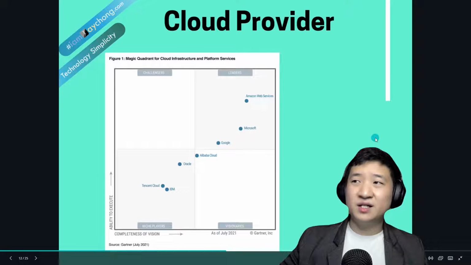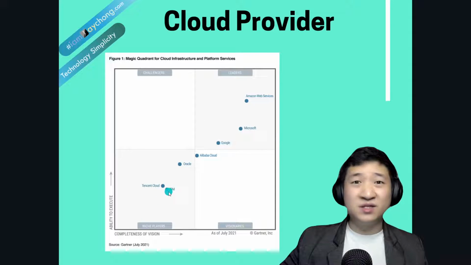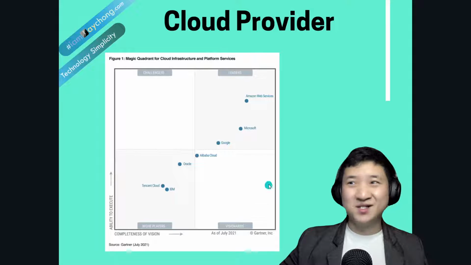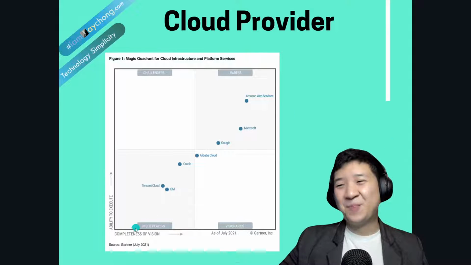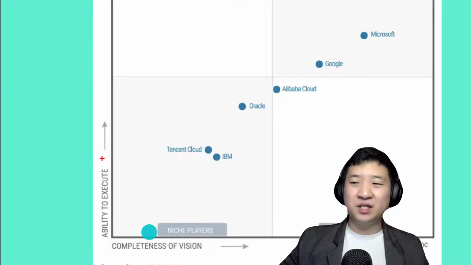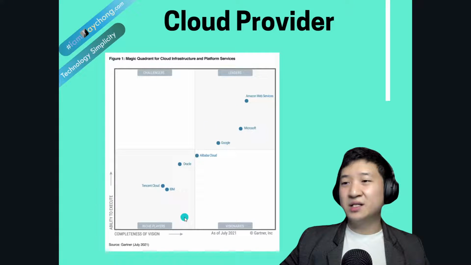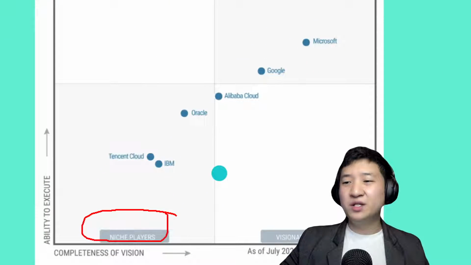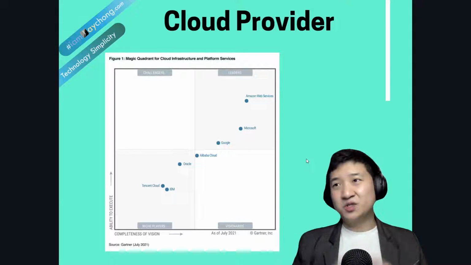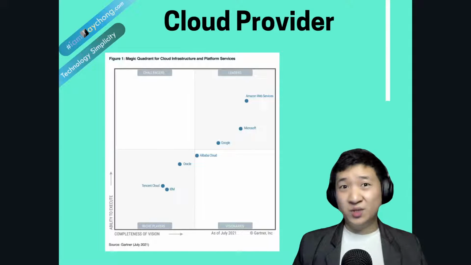Okay, this is the chart. I'm not saying that Amazon is the best and IBM is the worst. You are not looking at the chart in this way, please. This chart is not like that. You have to look at the factors here, for example, the ability to execute, the completeness of vision, as well as the reason they put here. This is the Magic Quadrant for Cloud Infrastructure and Platform Services, released by Gartner, July 2021.